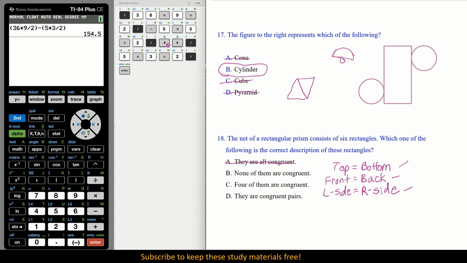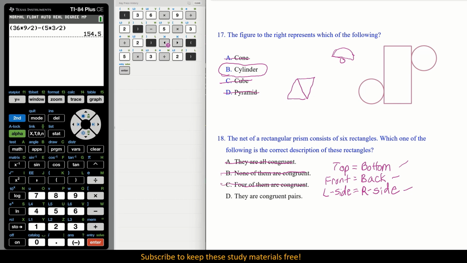6 sides. Okay, now let's keep reading. None of them are congruent. Well, yeah, that would be a very weird scalene shape. Okay, some kind of scalene prism, I suppose. 4 of them are congruent. Well, from the way I just described it, wrong answer.